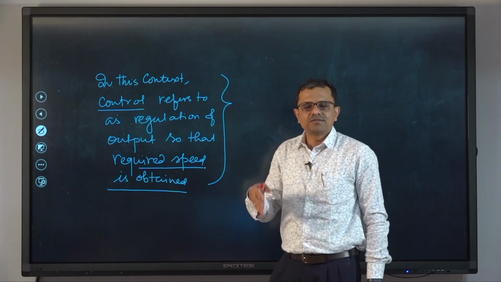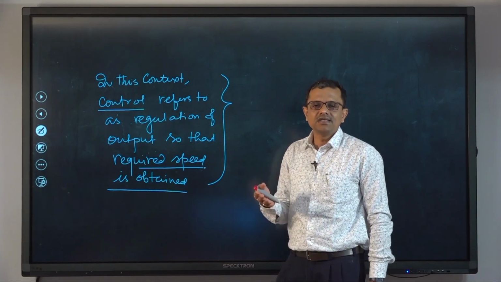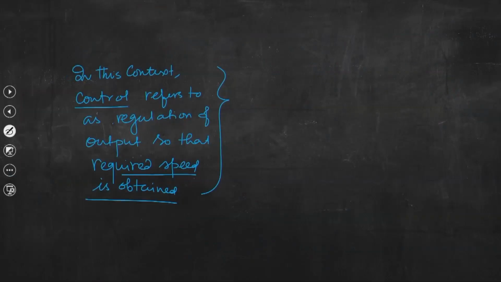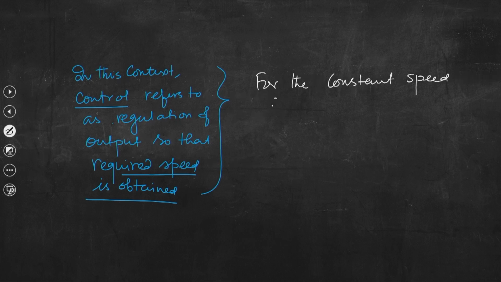So, for speed control, essentially we shall be discussing in today's class the constant speed operation of the engine. We are looking for the operation of an engine at a constant speed, though the power can vary, but there will be some mechanisms so as to maintain the speed of the engine more or less constant.